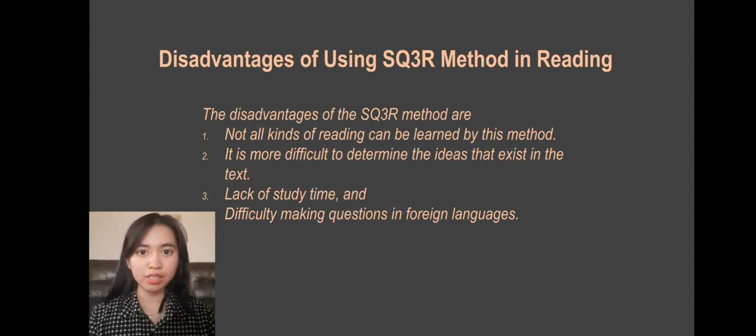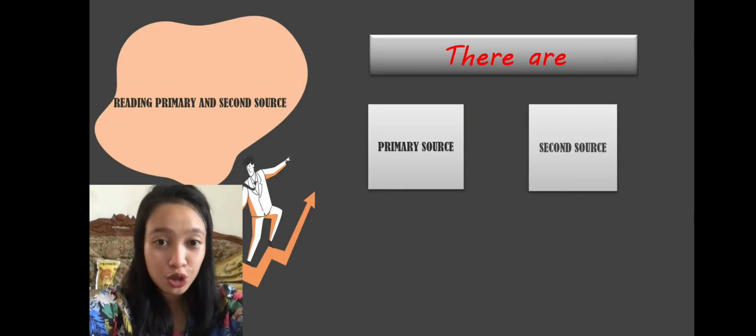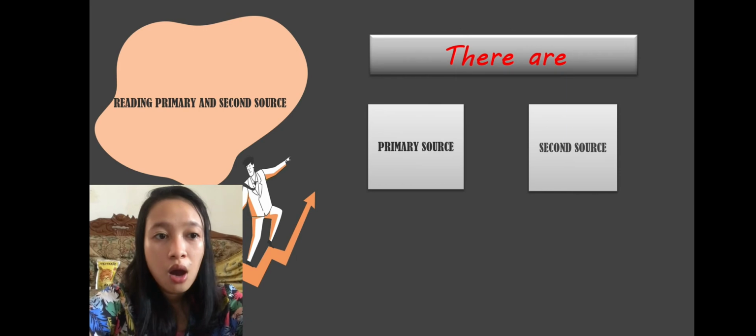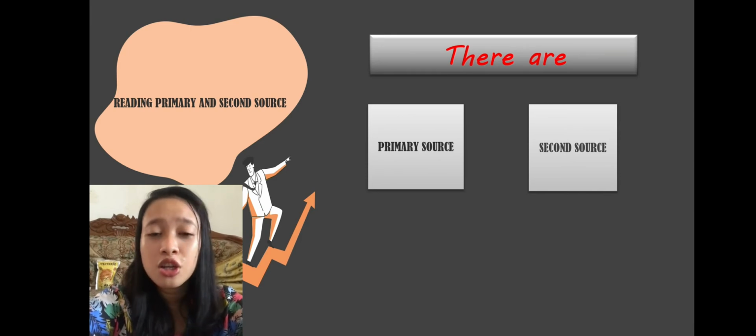Okay, the next will be explained by my friend. Reading: primary source and secondary source. So what is a primary source? A primary source is material written in some original form. It is more difficult in reading level. And then a secondary source. A secondary source summarizes or interprets primary sources.